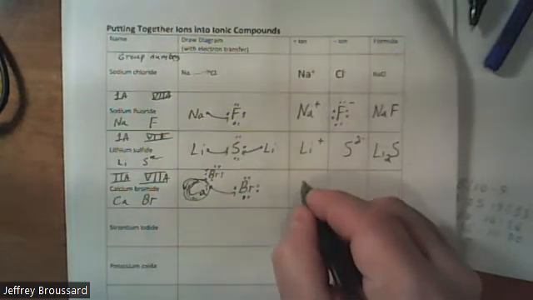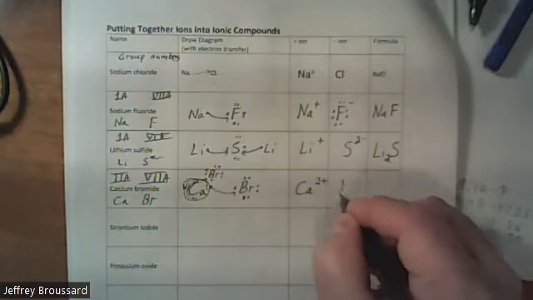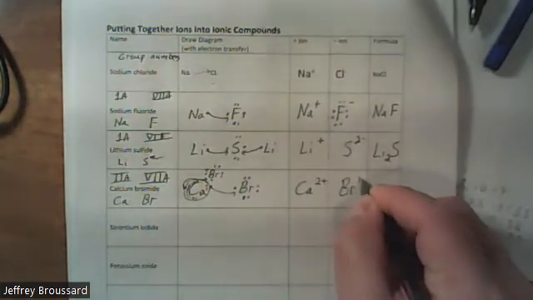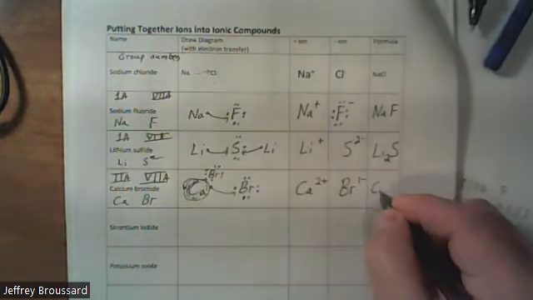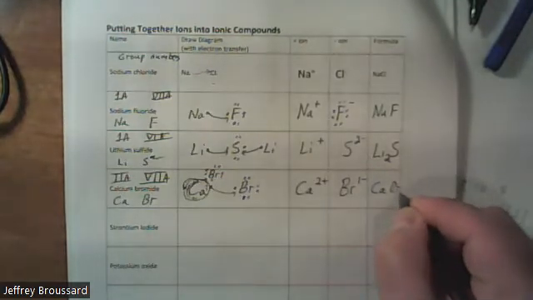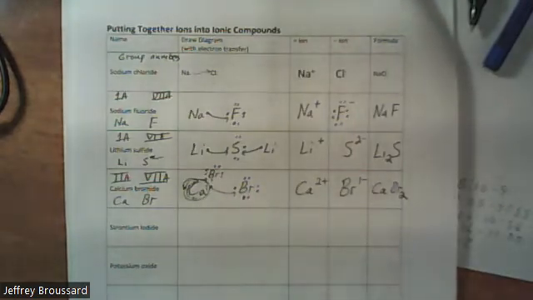So anyway, calcium lost 2, so it's 2 positive. And bromine gained 1, so it's 1 negative. And that gives us CaBr2, because there are 2 bromines required for this to happen.